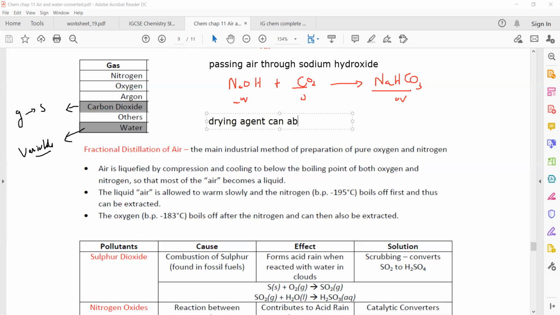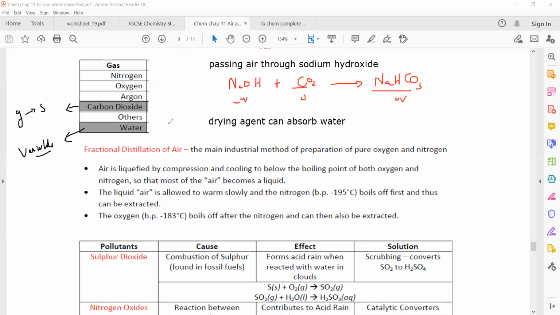Can absorb water. And which drying agent can we use? We can use silica gel, or we can use anhydrous cobalt chloride or copper sulfate as a drying agent that will absorb. So these two are removed, and then we have nitrogen, oxygen, argon, and other gases.